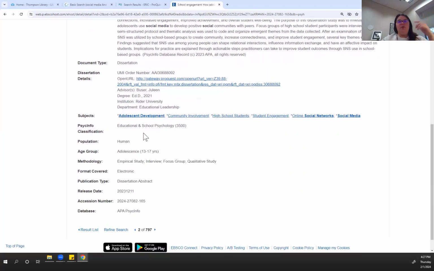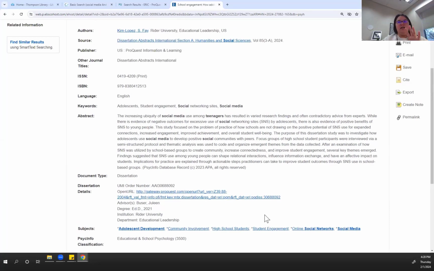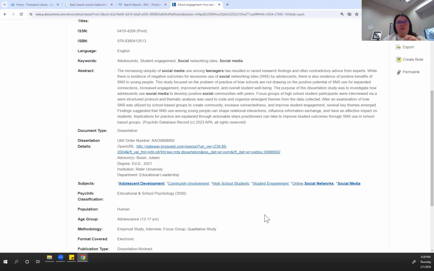But then down below, or somewhere else in this list, are going to be subjects that are, again, assigned and controlled by the database. So adolescent development, community involvement, online social networks and social media, which again, sometimes they're really close, right? Social networking sites, online social networks. So it's often just a rephrasing. And again, the type of subjects that are included in these lists of subject terms can get incredibly specific.